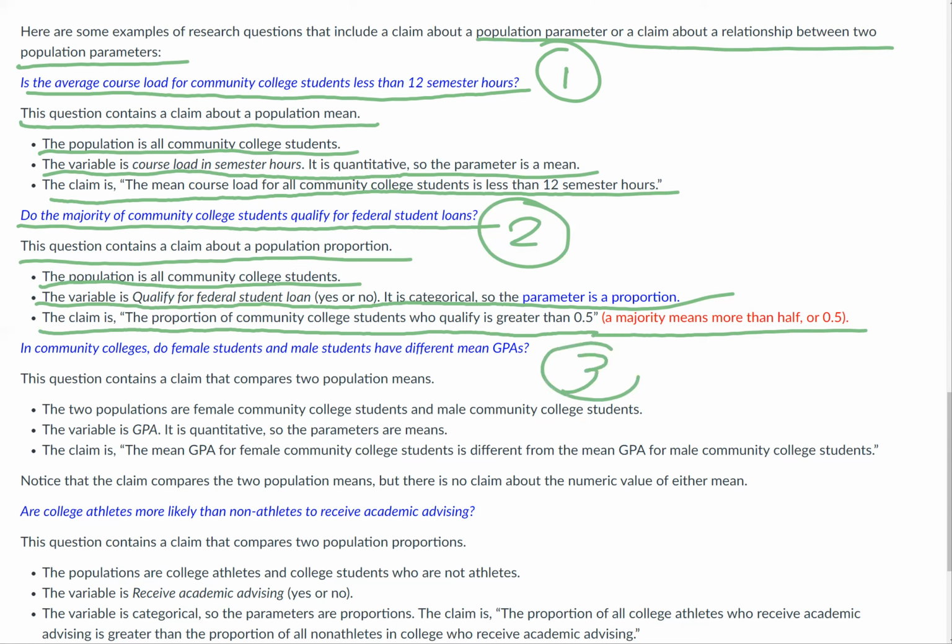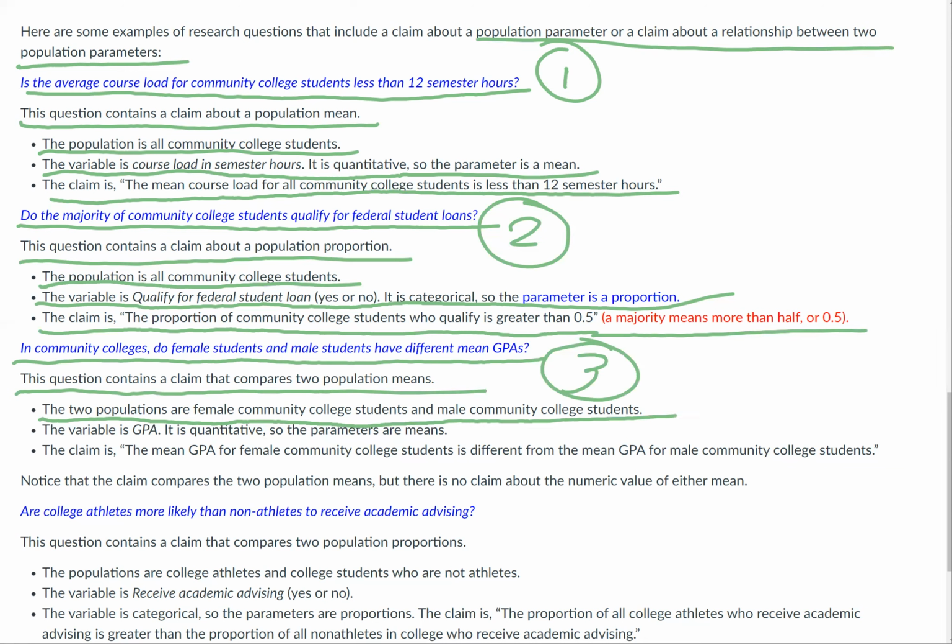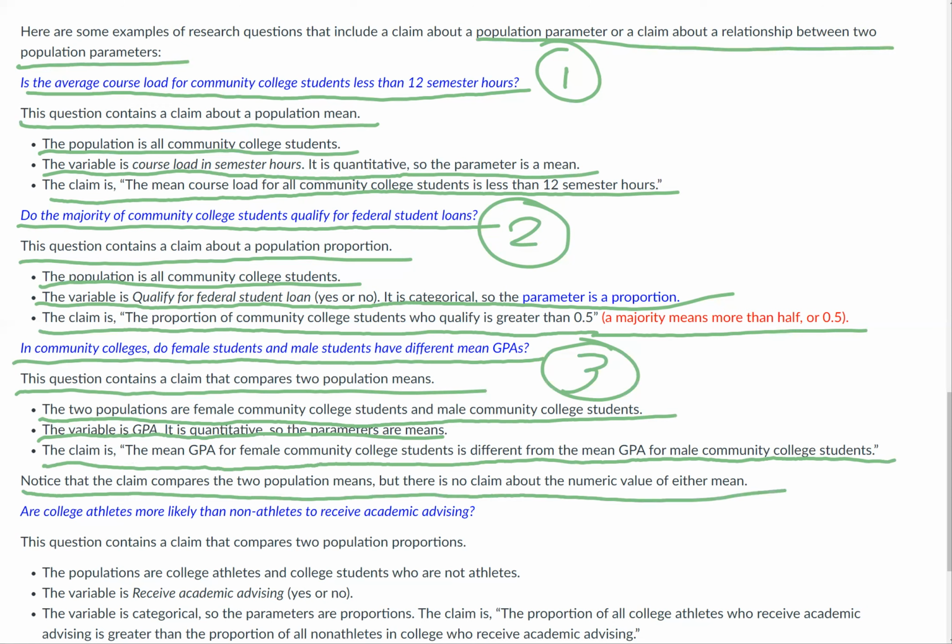A third one might be, in community colleges, do female students and male students have different mean GPAs? This question contains a claim that compares two population means. The two populations are female community college students and male community college students. The variable is GPA. It is quantitative because it's measured with a number, so the parameters are means, not medians. The claim is the mean GPA for female community college students is different from the mean GPA for male community college students. Notice that the claim compares two population means, but there's no claim about the numeric value of either mean. We don't really know what the means are, but we're assuming one's going to be larger than the other or smaller than the other.